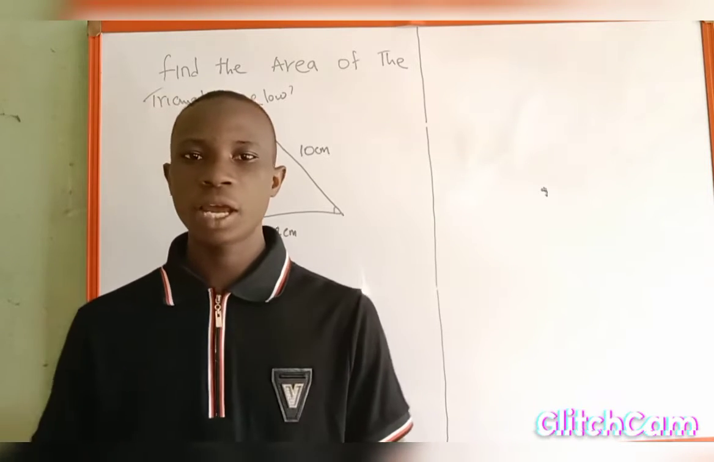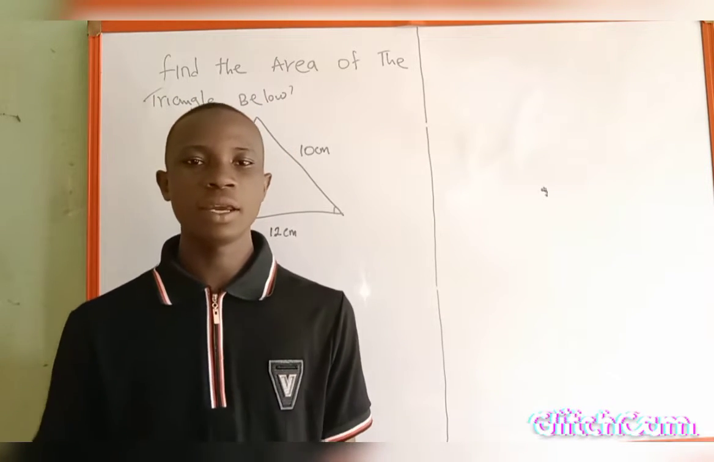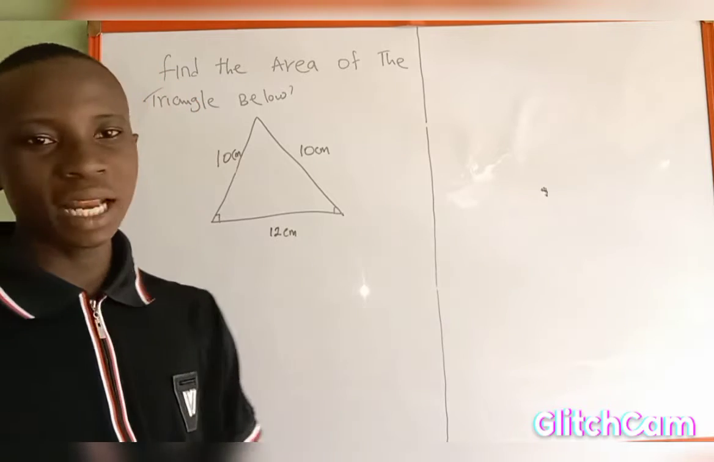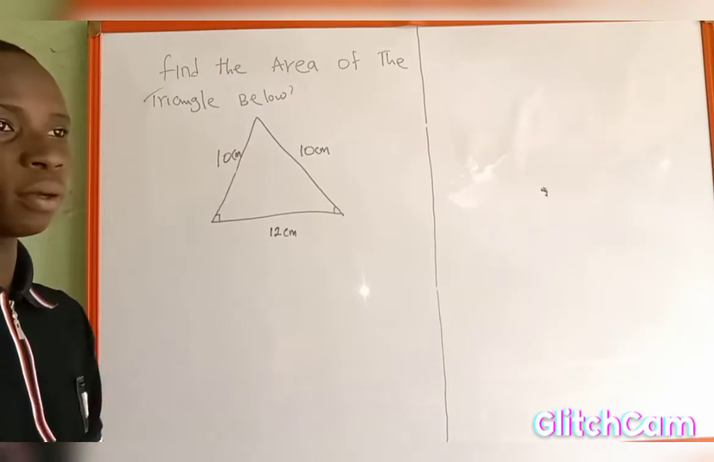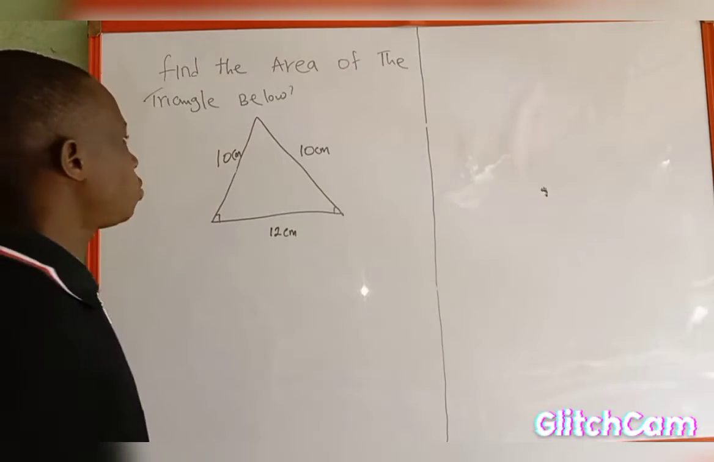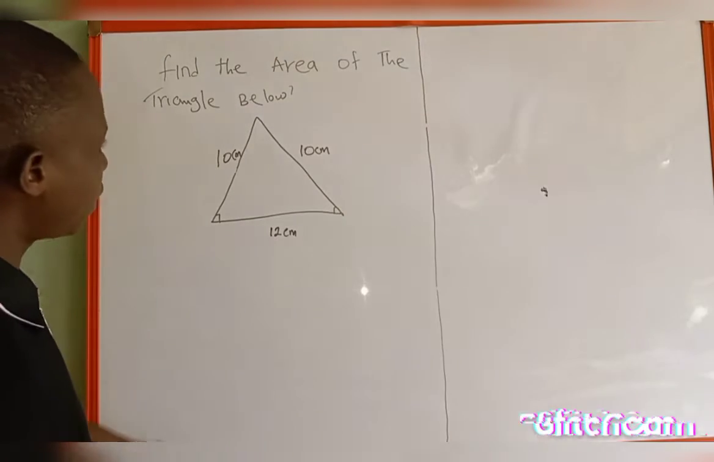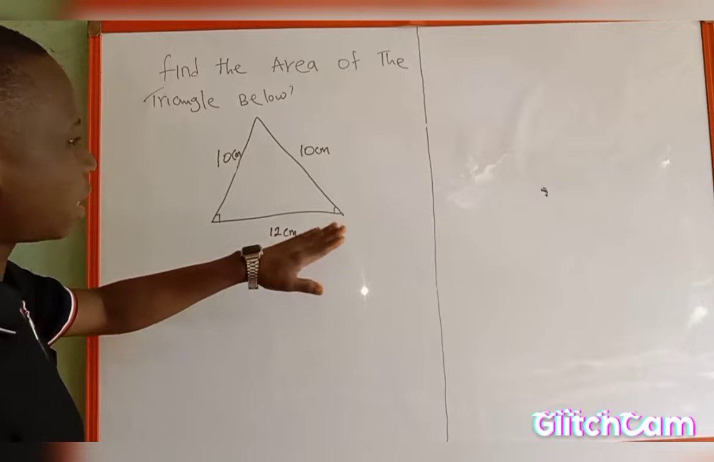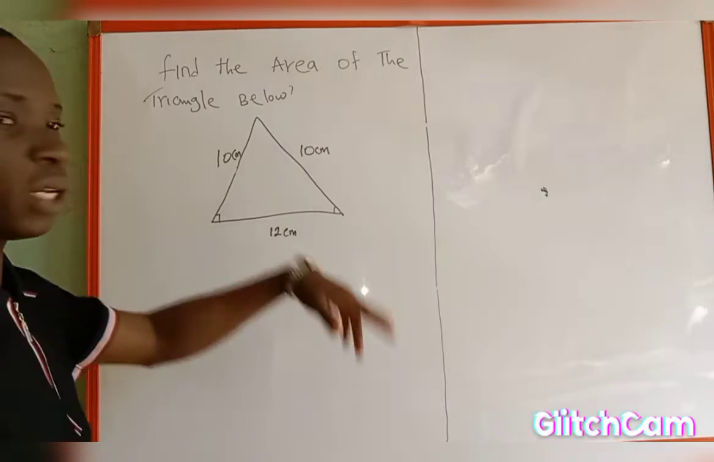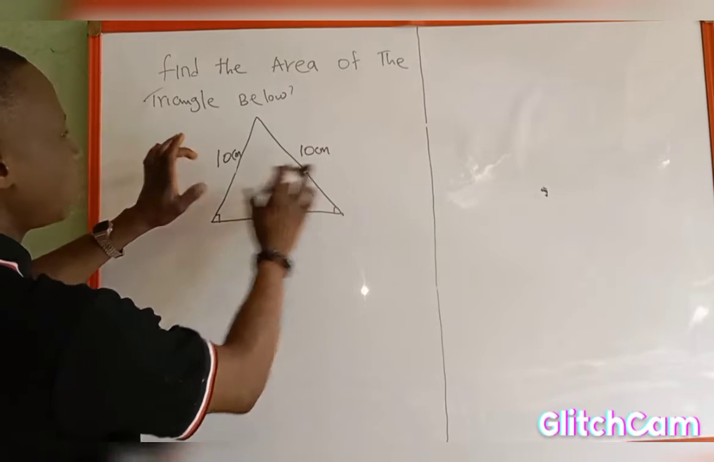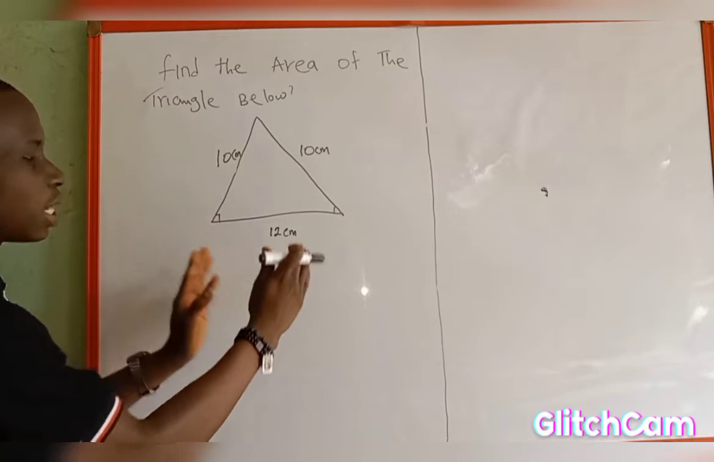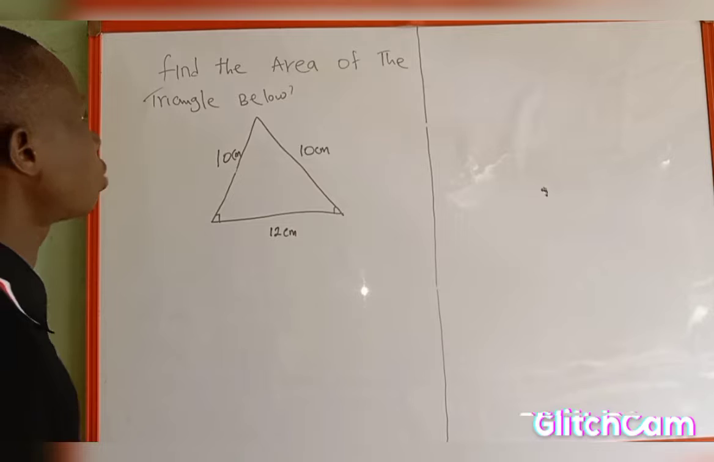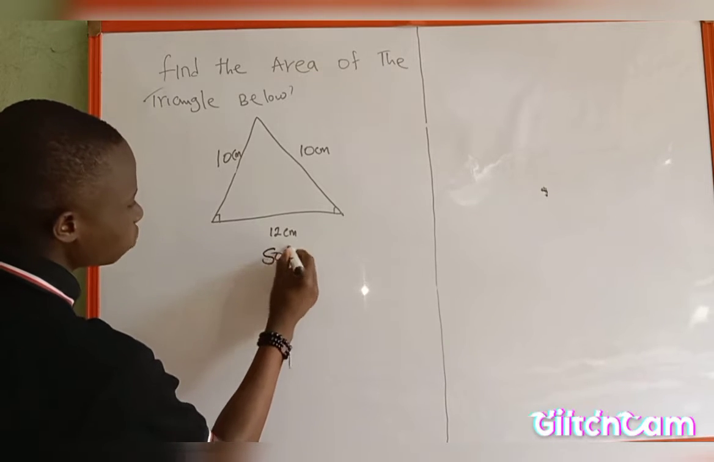In today's tutorial, we are going to learn how to find the area of a triangle. In our last class, we discussed how to find the area of a right angle triangle. But today, we are going to find the area of an isosceles triangle, because two sides are equal and the third side is not equal. So this triangle here is called an isosceles triangle. To find the area, solution.